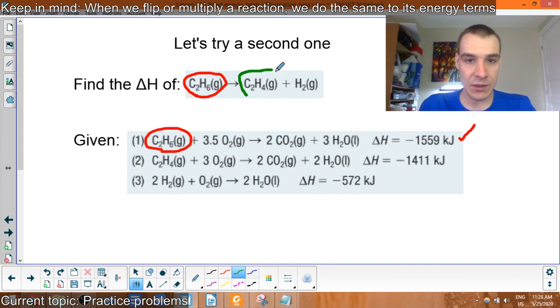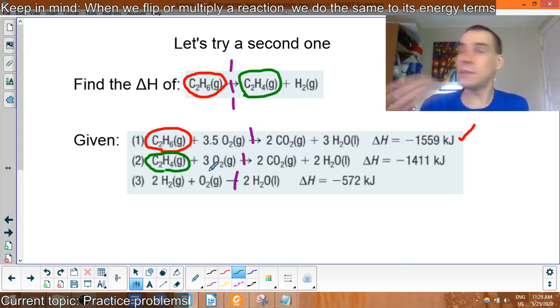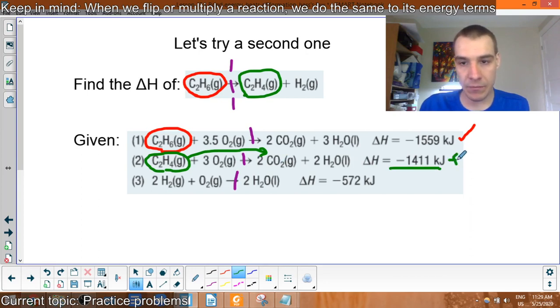Next up in green, we have C2H4, gas phase. When we look at it, it's after the arrow. Here's the arrow, and it's on the wrong side of the reaction. We're going to have to flip it. We want to flip that energy term and flip that entire reaction. It's going to be 2CO2 plus 2H2O to C2H4 plus 3O2.